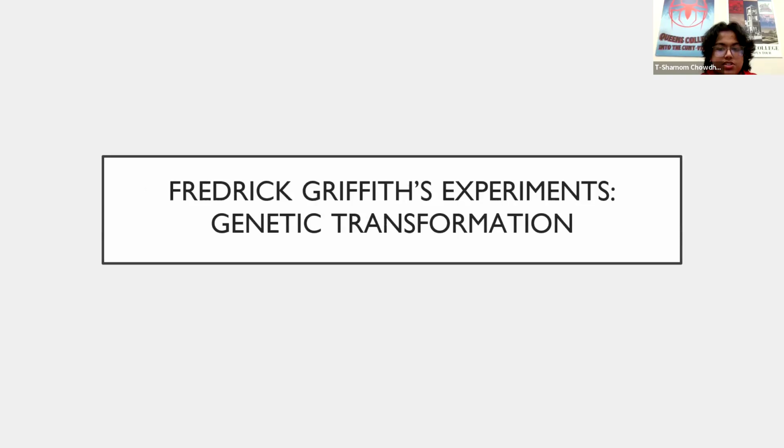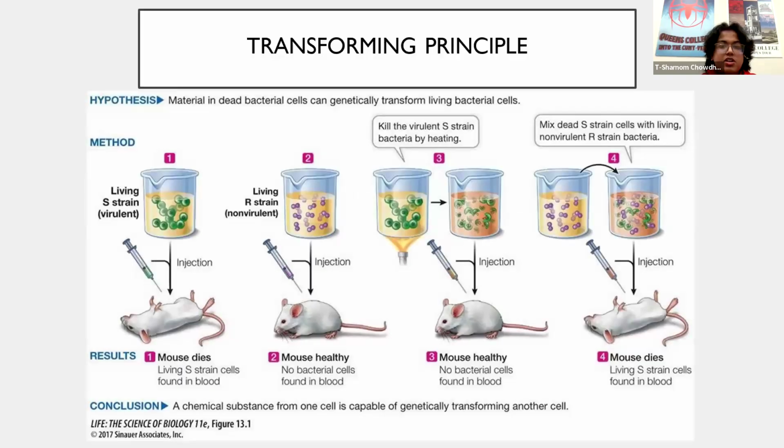So, Frederick Griffith's experiments, genetic transformations. Bacterial cells can genetically transform living bacterial cells. Know some experiments, because some of the experiment results will be tested on the actual exam. Frederick Griffith determined that a transforming principle from dead cells of one strain can actually produce a heritable change in the other strain. As you see here, you have a living S strain, which is virulent.